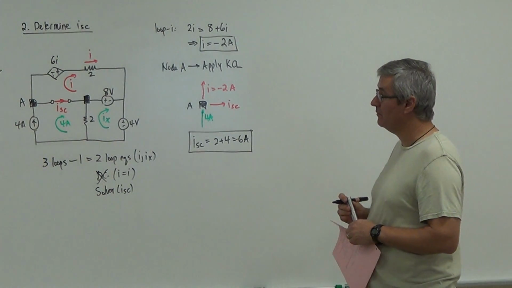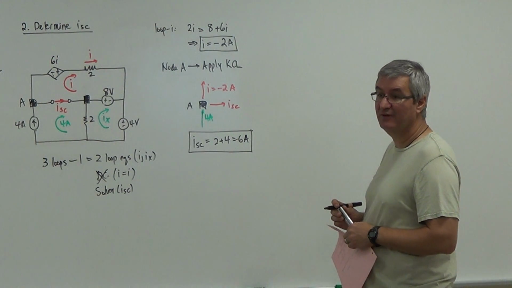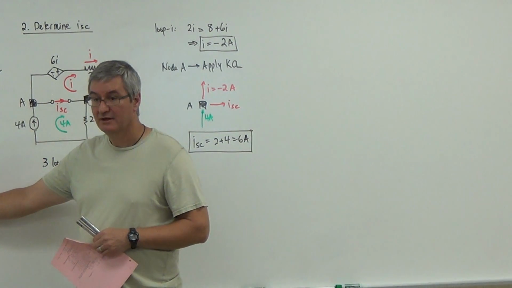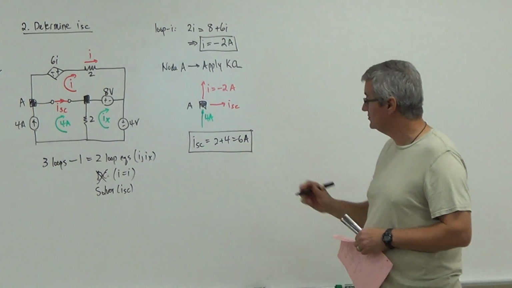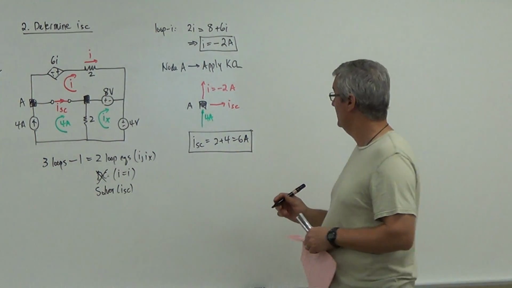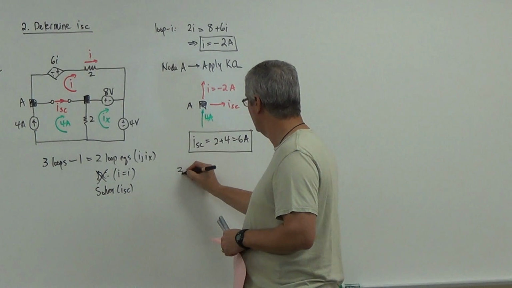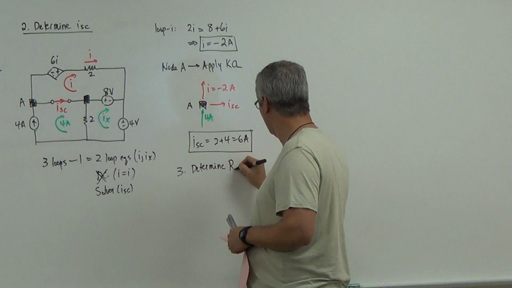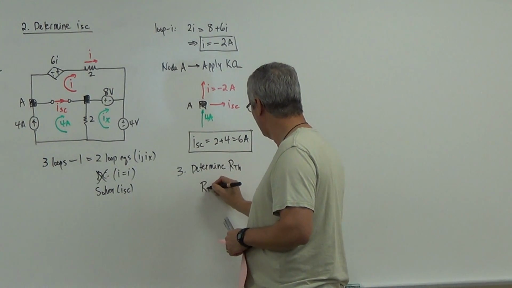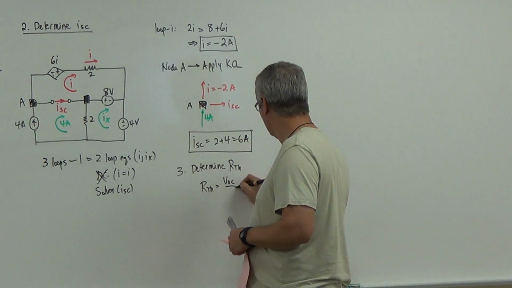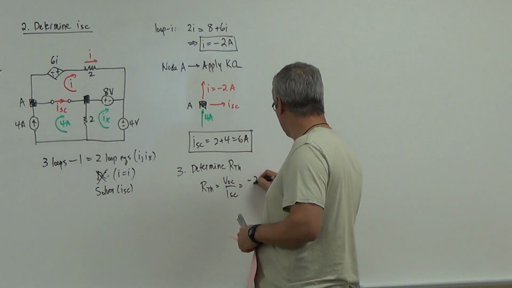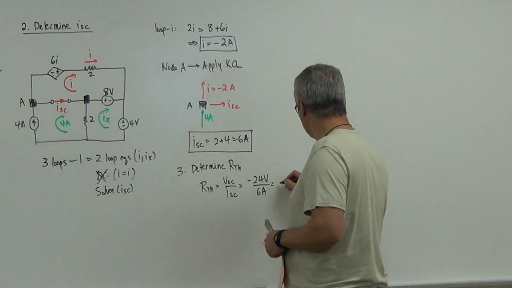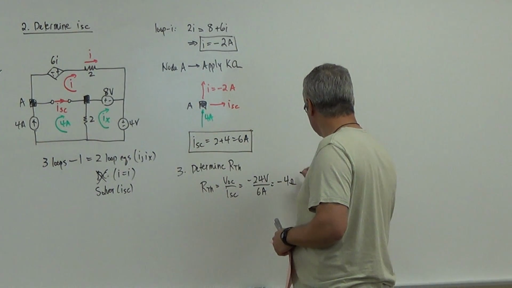Now, note that there's a very special situation here. Look at VOC, it's negative. Look at I short circuit, it's positive. So if I now want to determine RTH, you can see that RTH is going to be negative 24 over 6, which gives me negative 4 ohms.